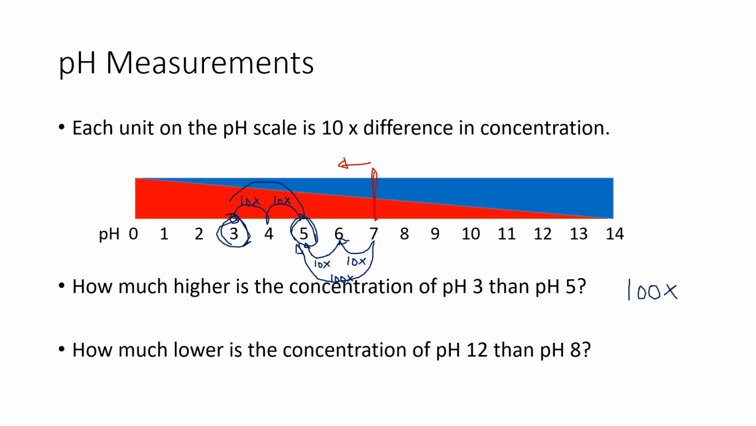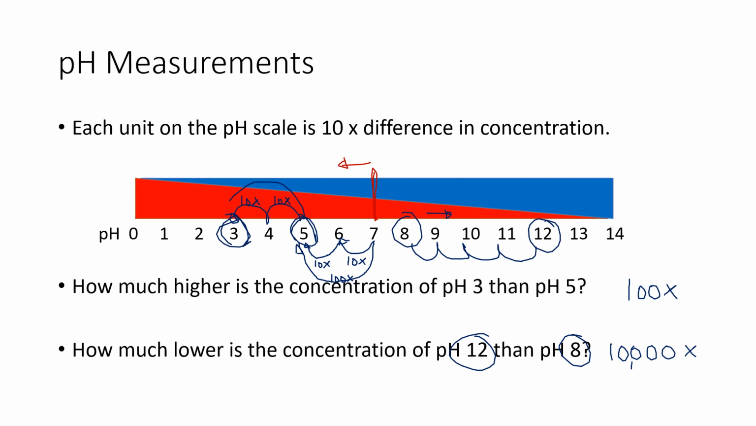And then it says how much lower is the concentration of pH 12 than pH 8. So if we're going this way, you can see the concentration of hydrogen ion is going down. And so we're going to go 1, 2, 3, 4 spots. And so basically add a 0 for each increment there. So 1, 2, 3, 4. So it's 10,000 times less concentrated than a pH of 8. All right, there you go, logarithmic scale.